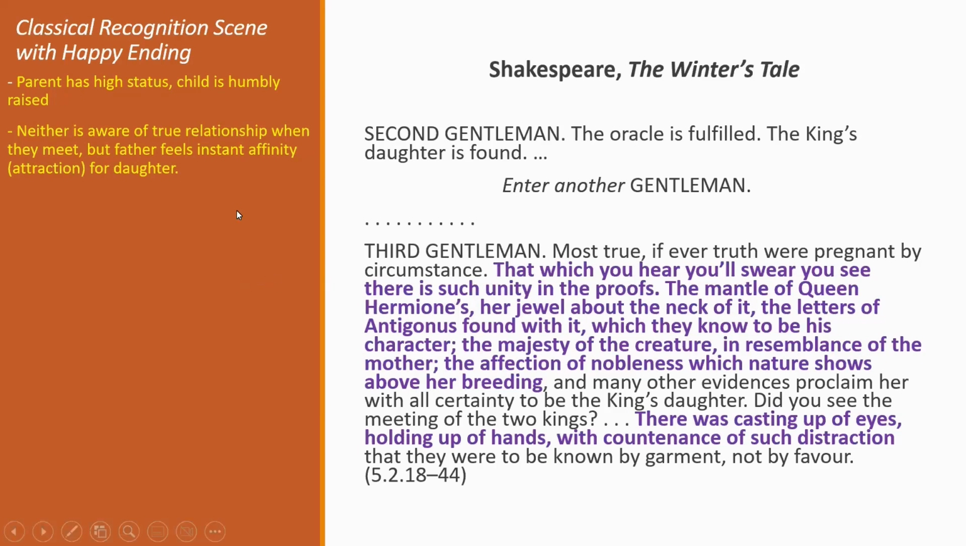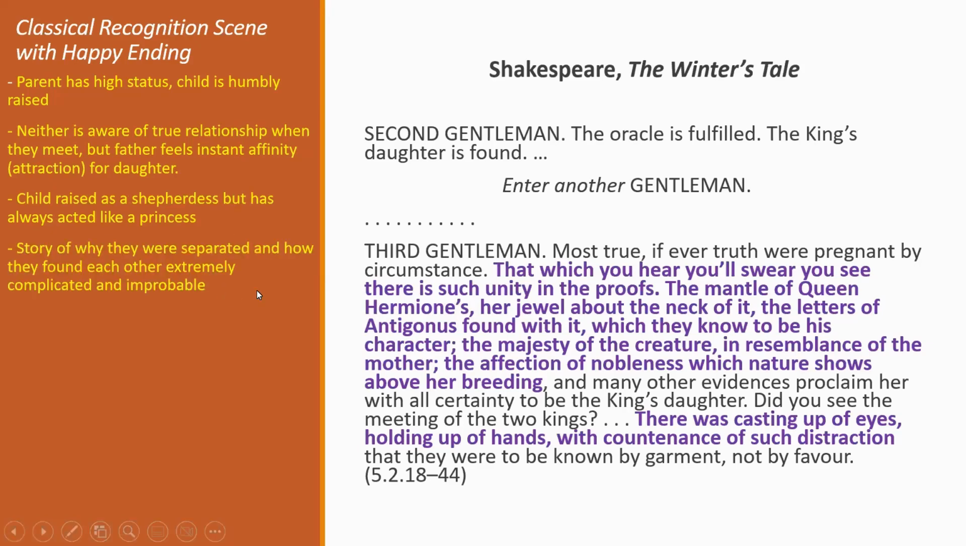So bad things can happen. And this is why people really need to know who their real children are and who their real parents are. The child was raised as a shepherdess, but she has always acted like a princess. The story of why they were separated and how they found each other is again extremely complicated and highly improbable. This is not a realist text. If you're not familiar with the play, look up the plot summary, and it's pretty wild.